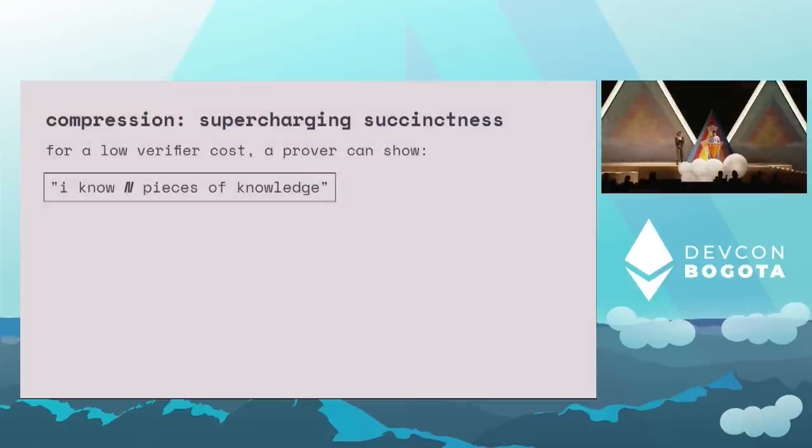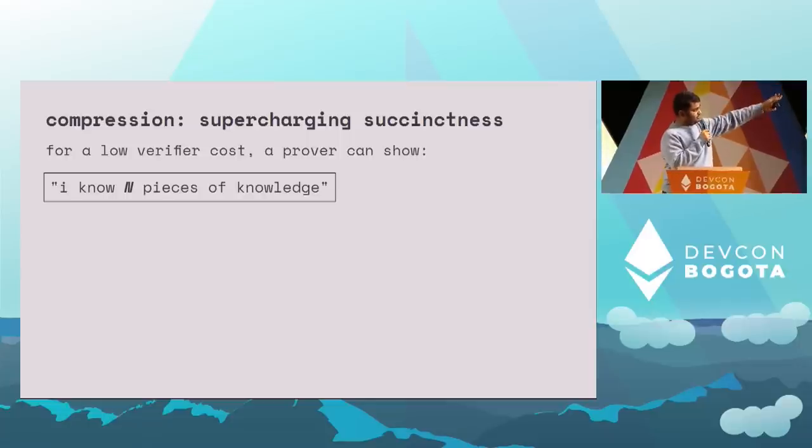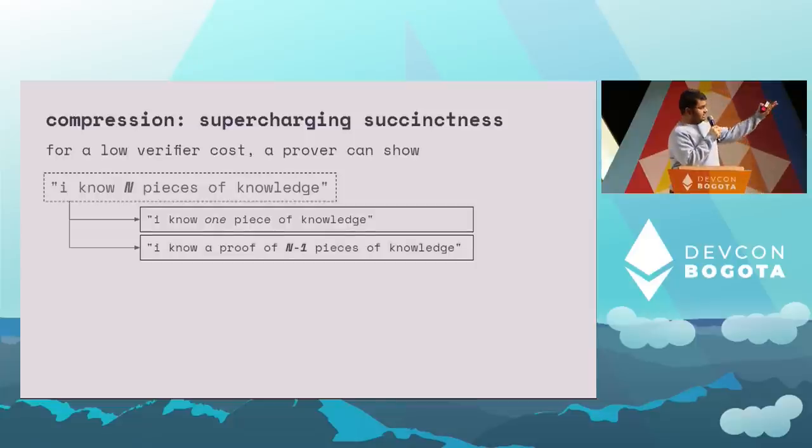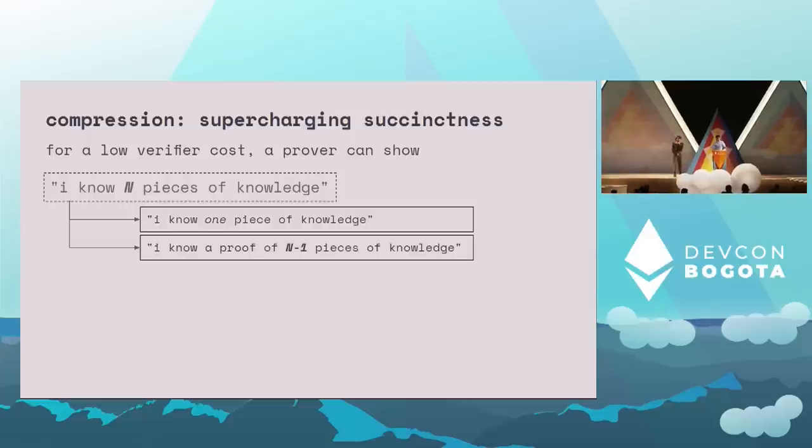In particular, usually the applications of compression tend to share a common pattern. Let's say we have a prover who wants to show a verifier some n pieces of knowledge. How do they do this? They make a proof showing two things. First, they show one piece of knowledge, and then additionally the n minus one other pieces of knowledge. But for these n minus one pieces, instead of showing each piece individually, they will show that they know another SNARK proof of these n minus one pieces.